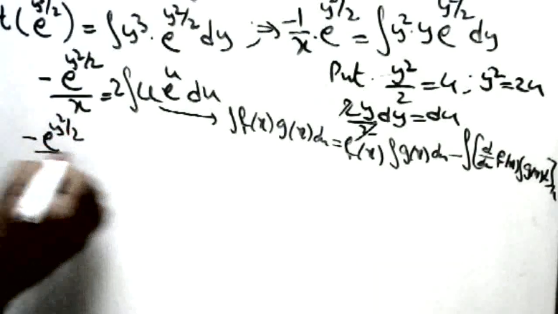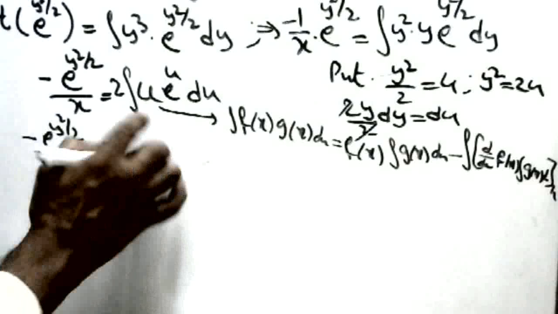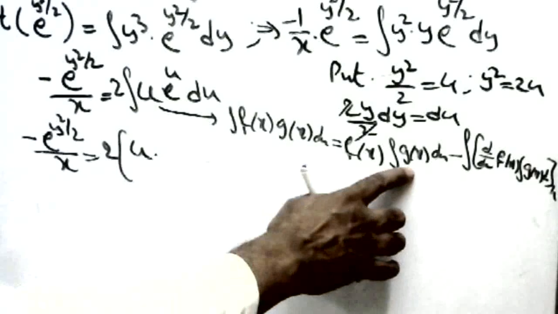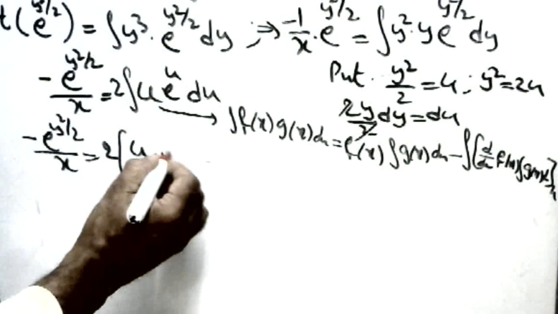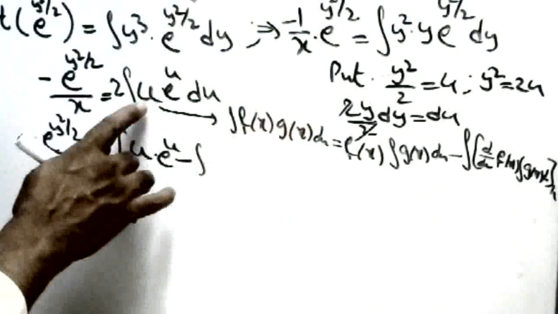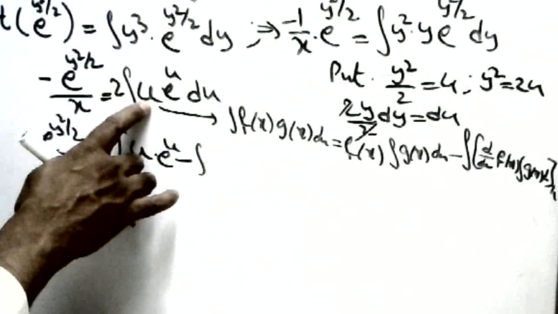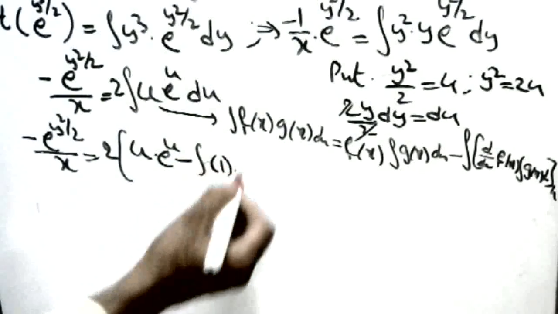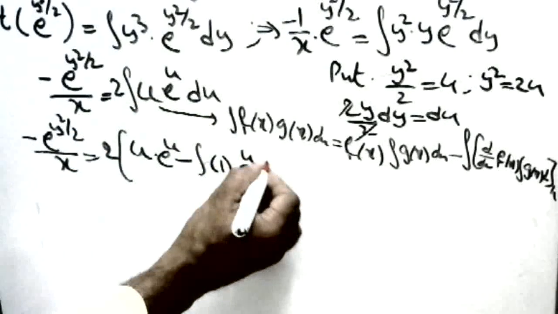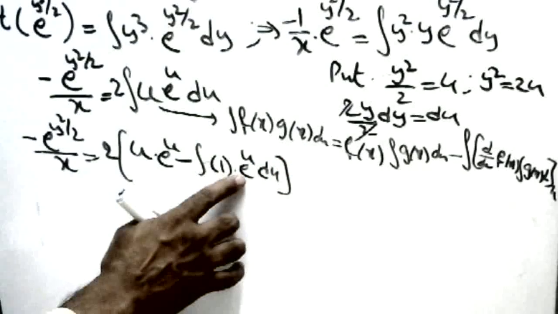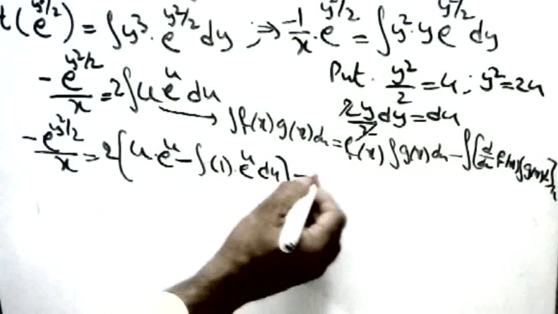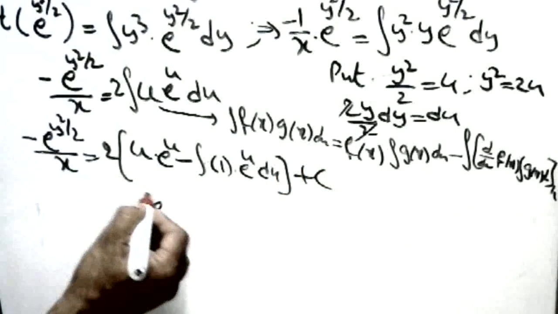Write this as it is, minus e to the power of y square by 2 by x equals 2 into, this is the formula, f of x is u, into integration of g of x. Integration of e power u is e power u, minus whole integration of d by du of u, which is 1, into integration of e power u, which is e power u du. Taking e power u common, plus c.